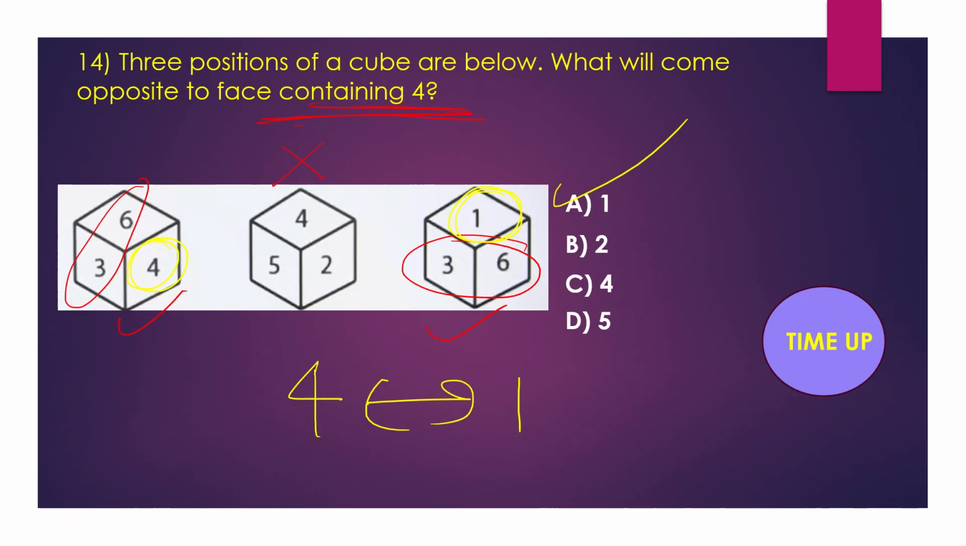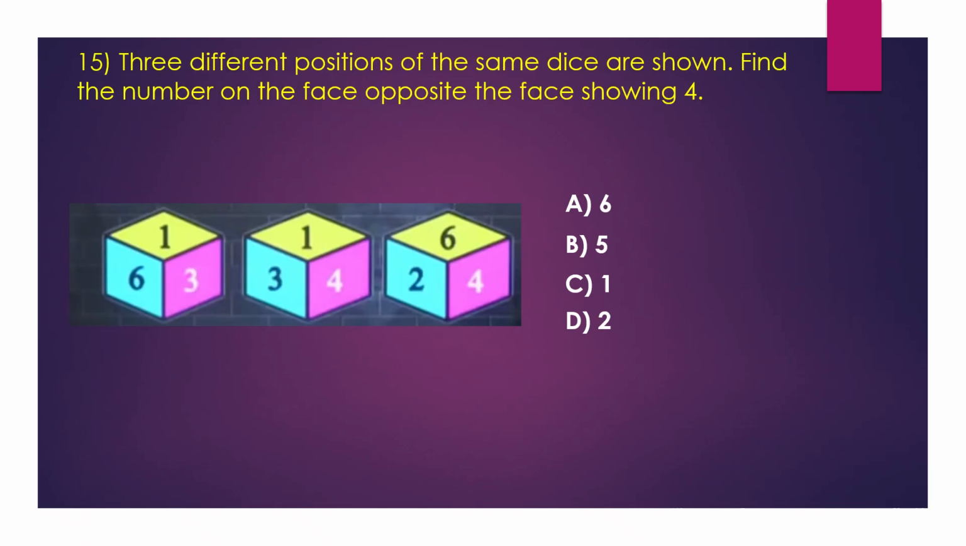So you can ignore this cube. You can only focus on the first and the third cube. So wherever in two cubes you find the similarity, choose those two cubes and find out the answer. Just ignore the other cube. Okay. 15th question on your screen and your timer starts now.